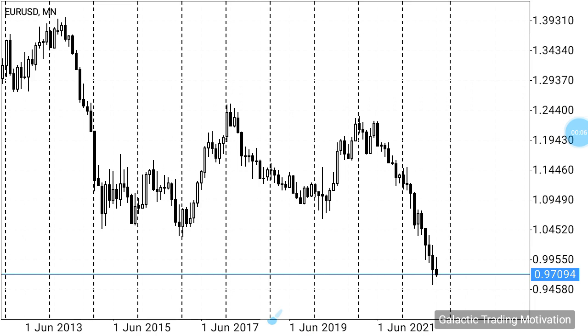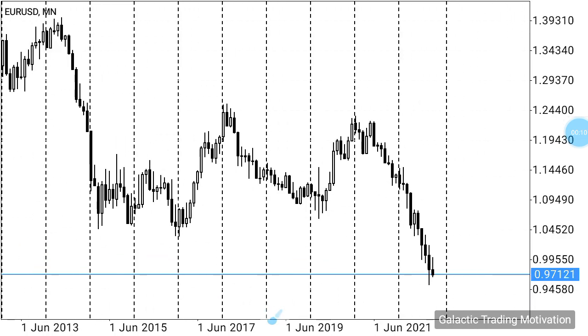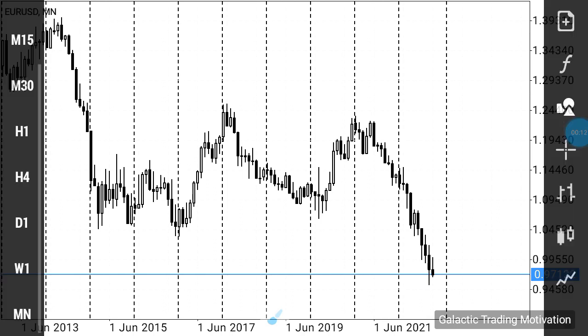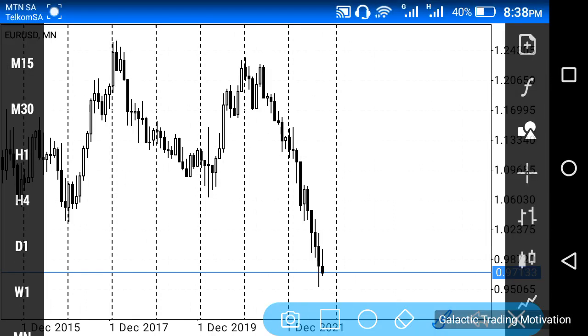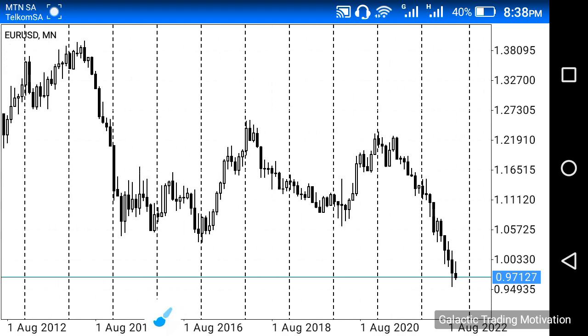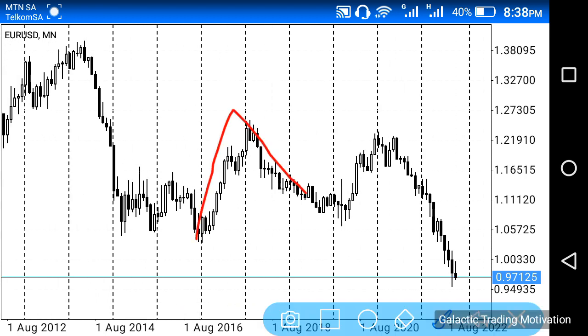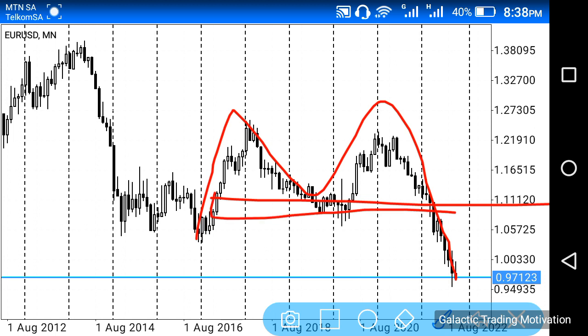So we're now looking at EURUSD and we are on the monthly chart. In regards to the monthly chart of EURUSD, we can see that previously we had this very nice M structure over here, which has a neckline at that point, more or less, right?